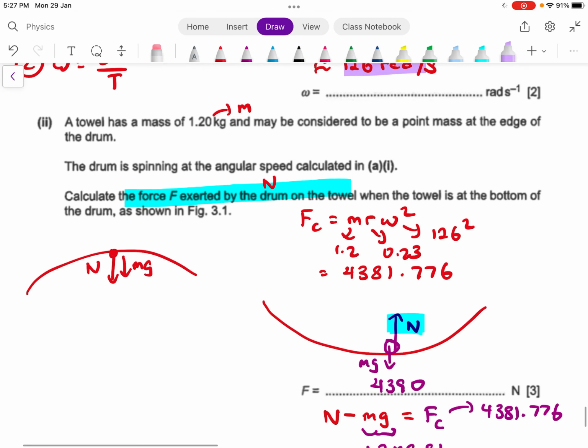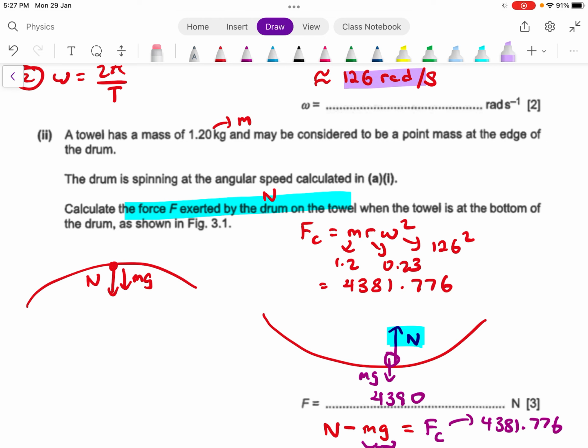Let's move on to part 2. We have this towel, having a mass of about 1.2 kg, considered to be a point mass at the edge of the drum. The drum is spinning at the regular angular speed calculated in our first part. Calculate the force exerted by the drum on the towel, meaning that we are asked to determine the normal contact force when the towel is at the bottom of the drum.